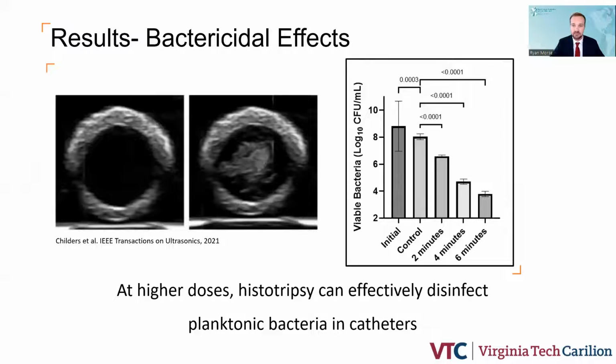Once we had determined the optimal methods to ablate biofilm using histotripsy, our next series of experiments was to determine if these new parameters could be used to improve the time required to induce a bactericidal effect using histotripsy. In the figure on the left, we can see that histotripsy bubble clouds occur throughout the catheter lumen, allowing for the killing of planktonic bacteria. In the graph on the right, we can see that a significant reduction in viable bacteria was observed starting at 2 minutes of treatment along the 2.5 centimeter catheter, with over a 4-log reduction in viable bacteria being observed with 6 minutes of treatment.